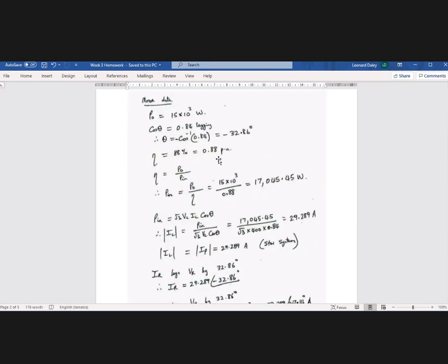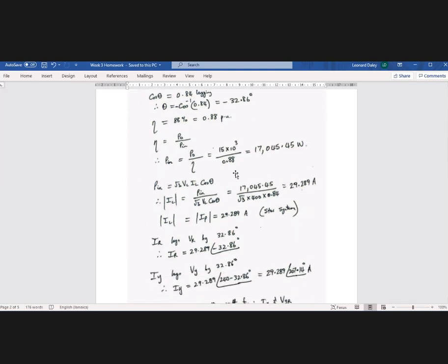All right. We're given the efficiency, 88% or 0.88 per unit. And efficiency is power output over power input. So therefore, power in is equal to power out over efficiency. So the input power is 17,045.45 watts. All right. Now we can find the current from that.